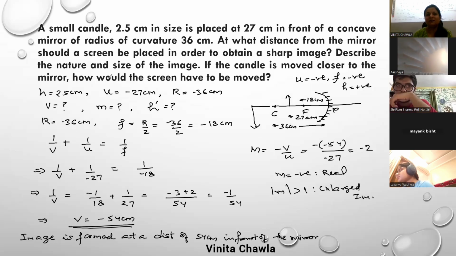Now we'll find the size of the image. Size of image is H dash. H dash is equal to M into H. M is minus 2, H is 2.5. Therefore H dash is minus 5 centimeter. Again, H dash is negative, therefore image is real. And this is the size of the image, 5 centimeter.